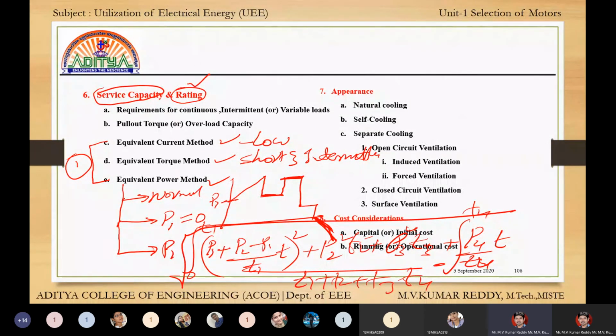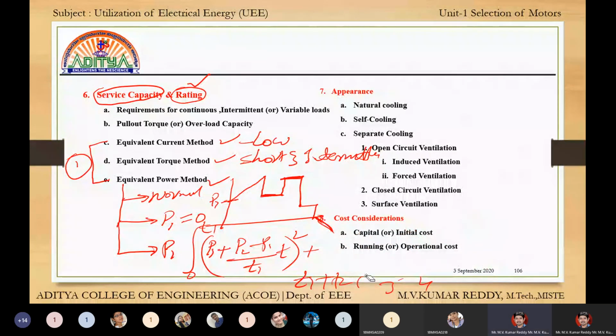Next one is appearance. Appearance means according to Indian standard, for cooling purposes they are divided into three categories: nature of cooling, self cooling, separate cooling. In separate cooling we have three types again: open circuit ventilated, closed circuit ventilated, surface ventilated. In open circuit, induced ventilation, forced ventilation.